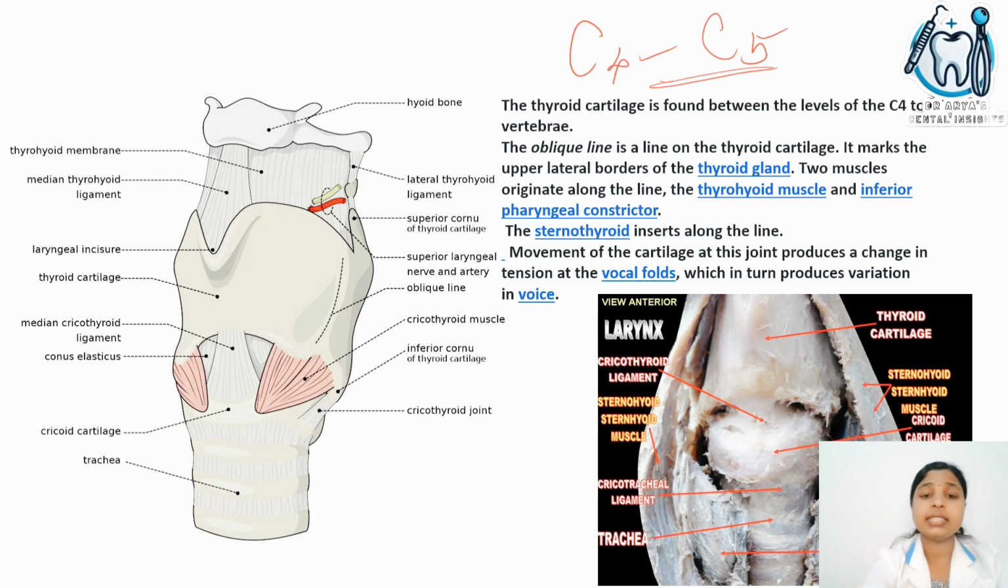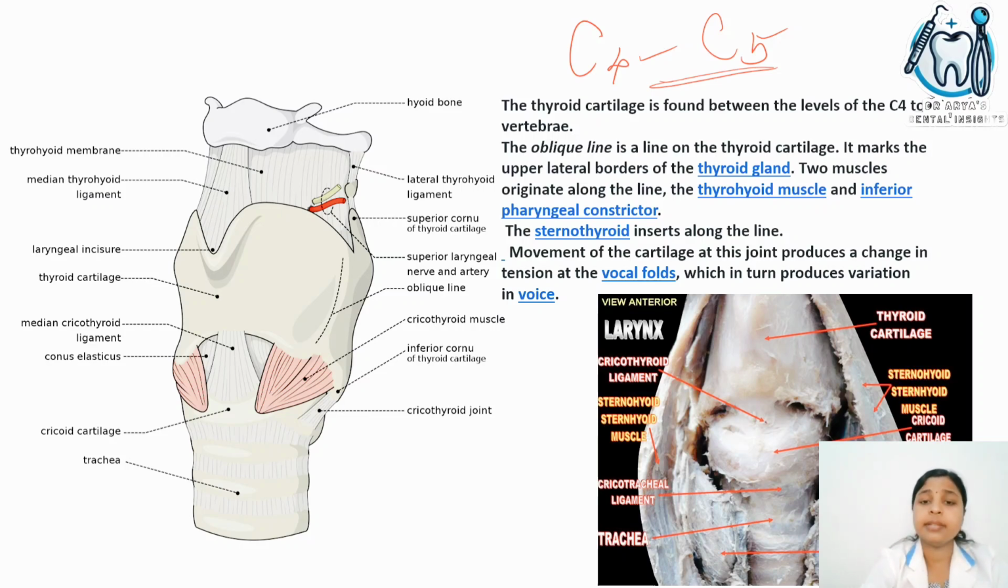There is an oblique line on the thyroid cartilage. It marks the upper border of the thyroid gland, and two muscles originate along the line: the thyrohyoid muscle and the inferior pharyngeal constrictor. The sternothyroid inserts along the line. Movement of the cartilage at this joint produces a change in tension at the vocal fold, which in turn produces variation in voice.